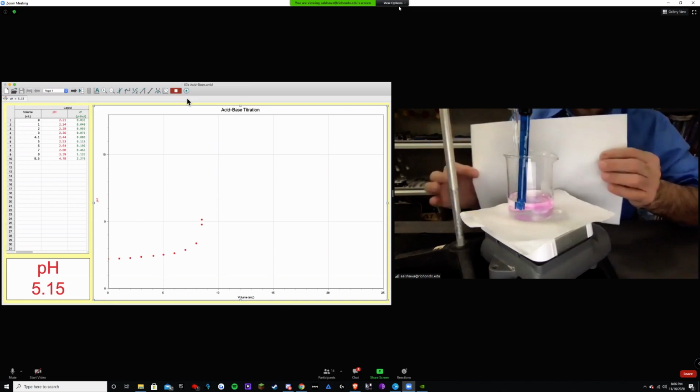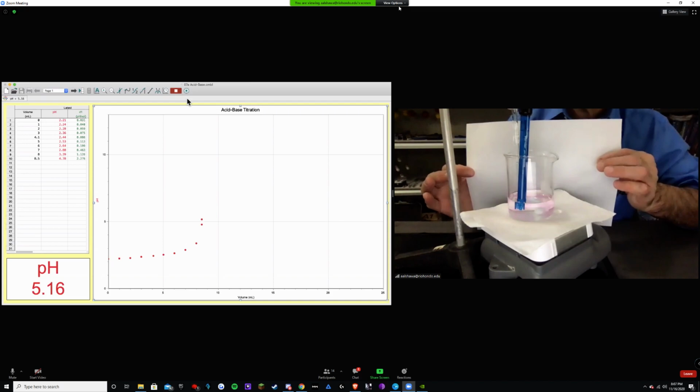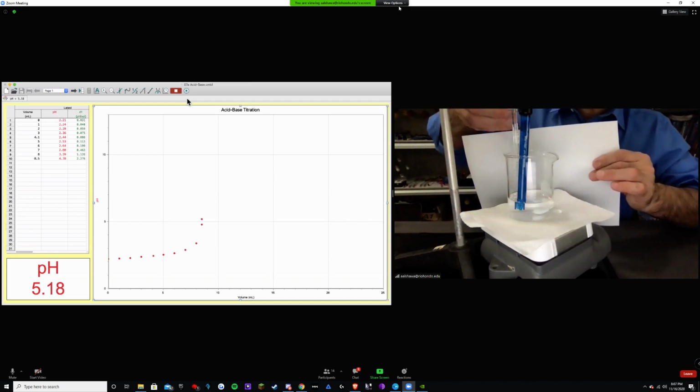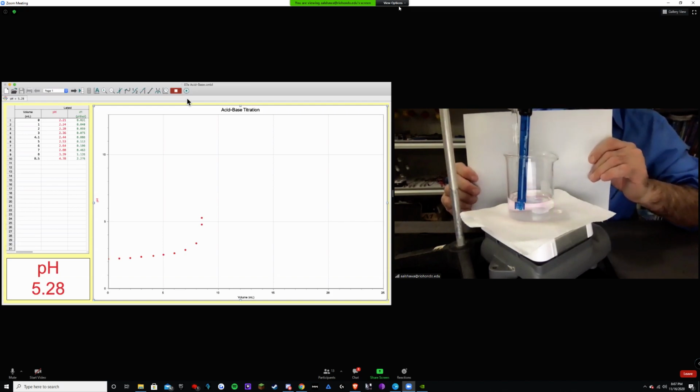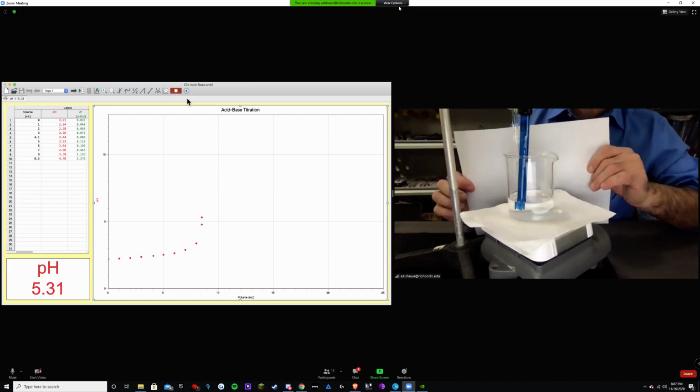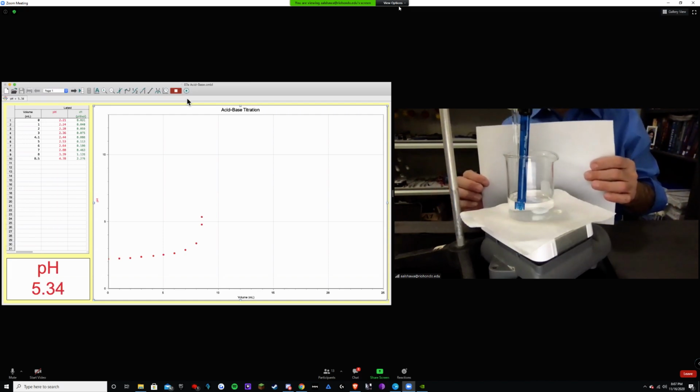Okay, is it pink yet? It fades away. It's gone. Now let me add. All right, so now let me record that number. Even though it's not the endpoint, you see how that color fades away, disappeared. Let me record that number.